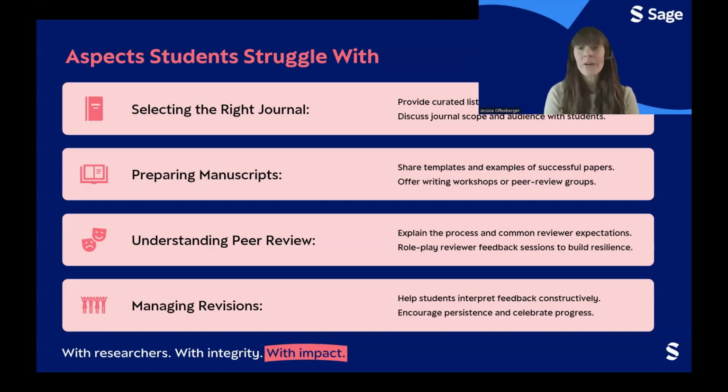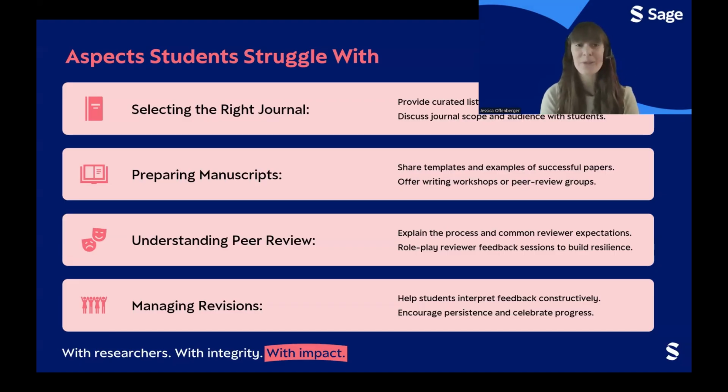Understanding peer review. This is often one of the first places where students start to get involved. They might shadow a mentor or faculty member, someone more senior in the field, to do the peer review process alongside them. So you can explain the process and common reviewer expectations. You can do a role play of reviewer feedback sessions to help build that resilience and communicate expectations.